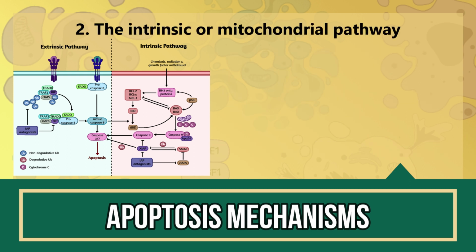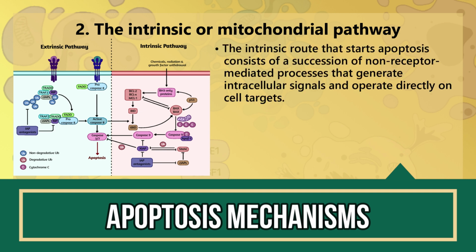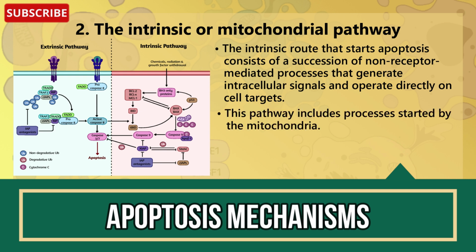Number 2. The intrinsic or mitochondrial pathway. The intrinsic route that starts apoptosis consists of a succession of non-receptor mediated processes that generate intracellular signaling and operate directly on the cell targets. This pathway includes processes started by the mitochondria.